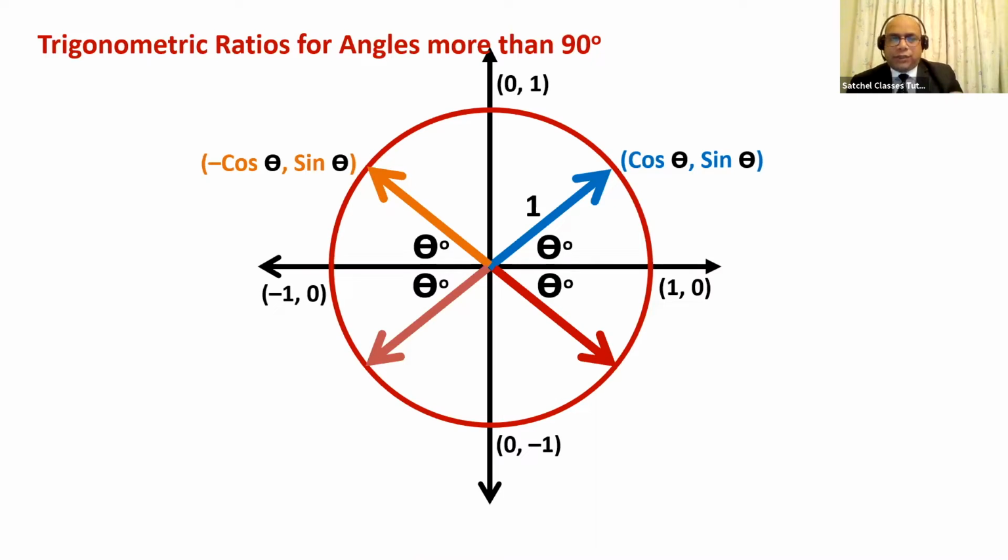So the x and the y coordinates in terms of magnitude would remain the same, but both of them will be negative because they are in quadrant 3. Both of them will be negative. So it will be minus cos theta and minus sine theta.